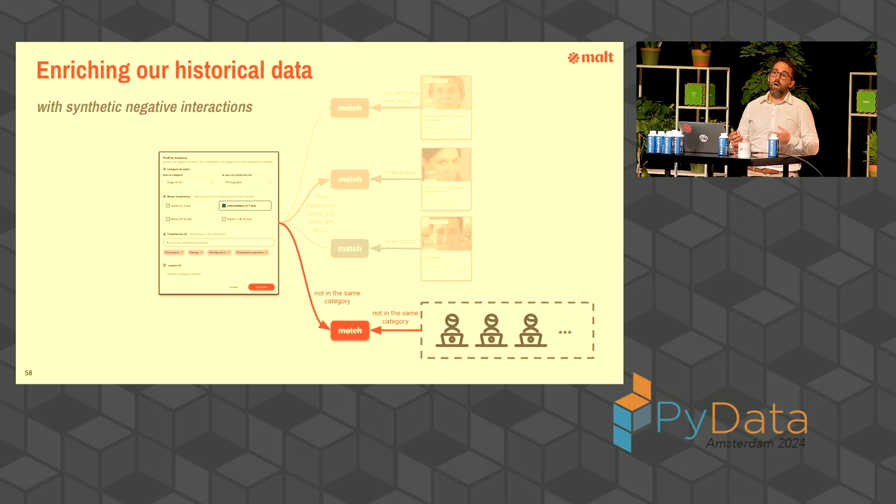That's great. We can augment our historical data with these synthetic negative interactions. It's great for two main reasons. The first is that we can pretty much control how many negatives we want. The second is that these negatives are weaker and easier for the model to learn, and they are going to be pretty useful at the beginning of the training to structure the latent space.